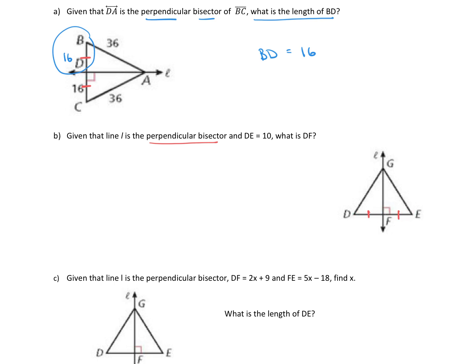All right, now what else did they tell us? They said DE is equal to 10, so we're told that this whole segment right here is 10. What is DF? Well, if this larger segment just got bisected, meaning cut in half, into two congruent segments, all we have to do is take the total length 10 and cut it in half. And we get 5. So we know that DF is 5 and EF is 5. So what is DF? DF equals 5.